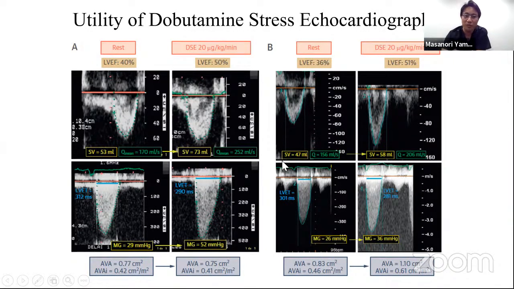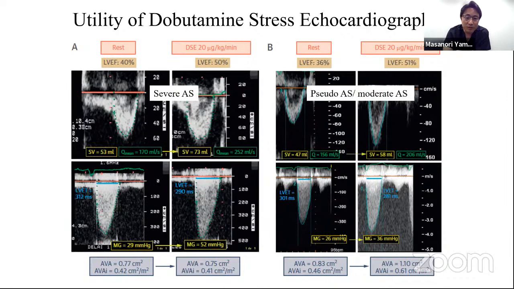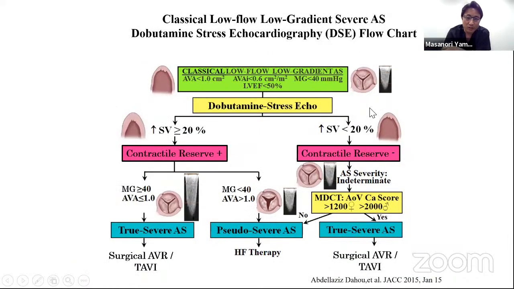In contrast, the panel B patient, after the dobutamine stress echo, the mean pressure gradient is still below 40. So patient A is diagnosed as severe AS, but in contrast, patient B is diagnosed as pseudo AS. This flowchart clearly reveals the feasibility of dobutamine stress echo.